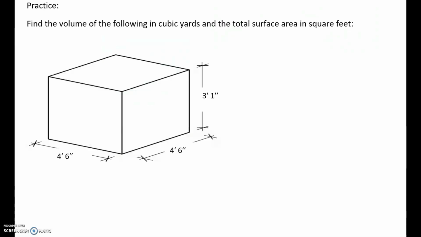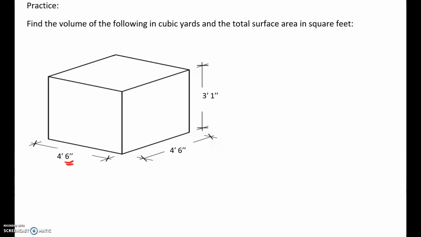Let's apply these ideas in the next example. Find the volume in cubic yards and the total surface area in square feet for this rectangular prism. The first thing you need to do is convert all the measurements into the same type of unit. We'll work with whole numbers if we convert into inches. Take a moment and convert the length, the width, and the height into inches.